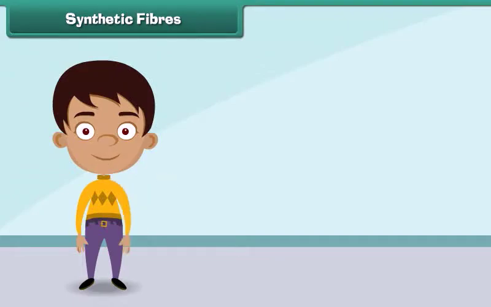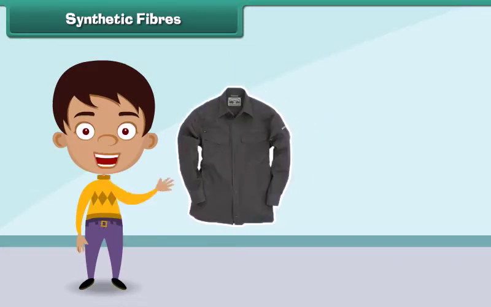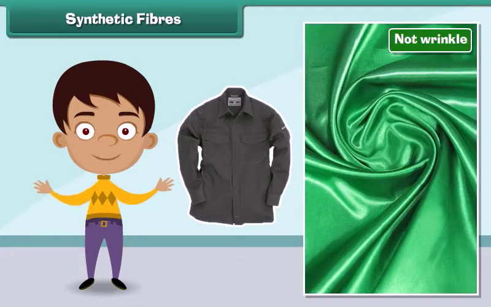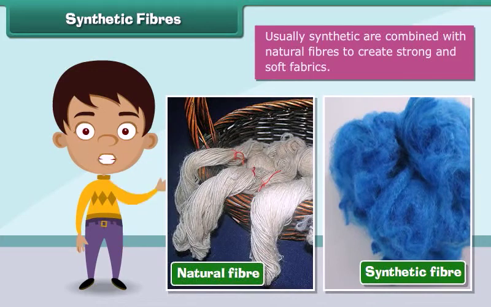Synthetic fibers. Synthetic fibers are man-made. Nylon, polyester, etc. are examples of synthetic fibers. Fabric made from synthetic fibers is cheap, dries easily, and does not wrinkle. Usually, synthetic fibers are combined with natural fibers to create strong and soft fabrics.